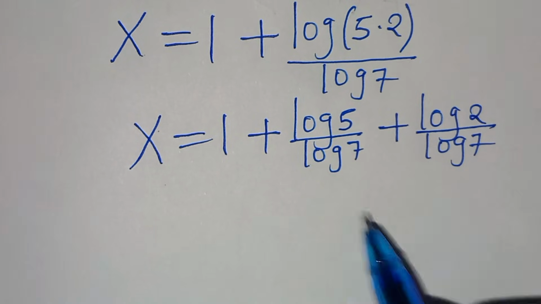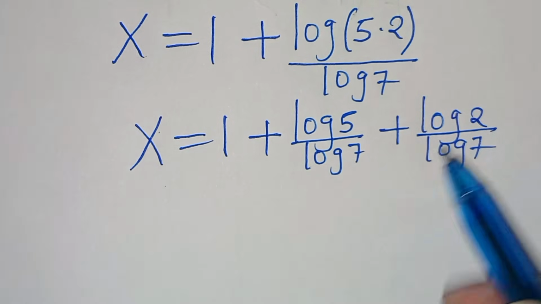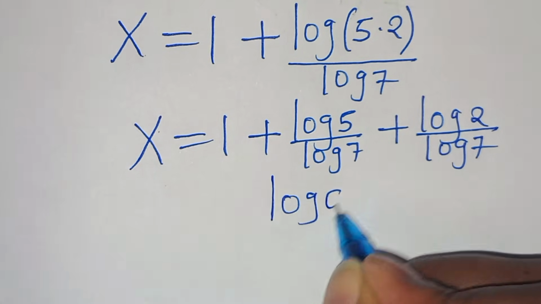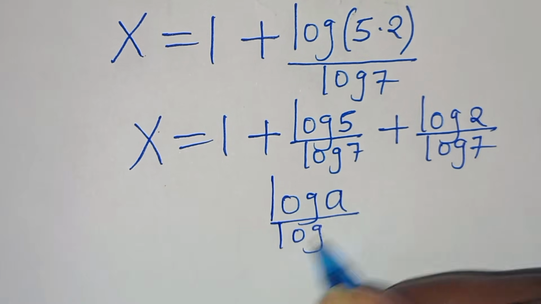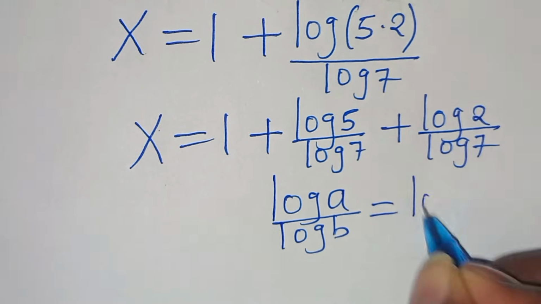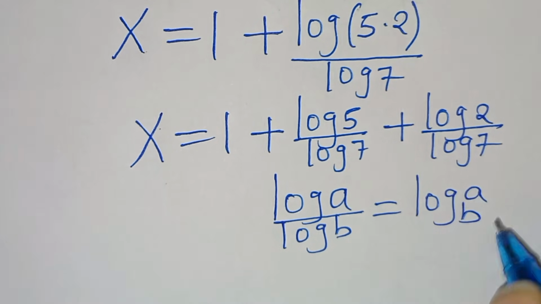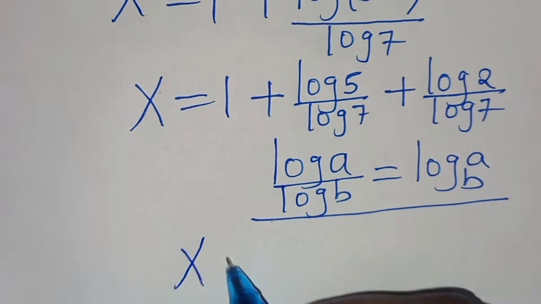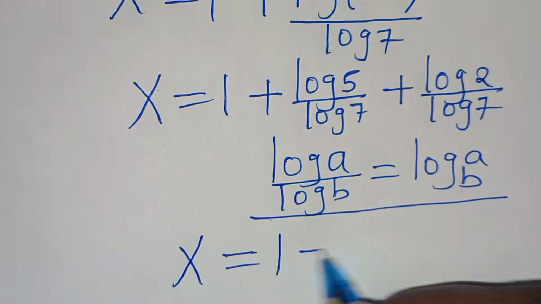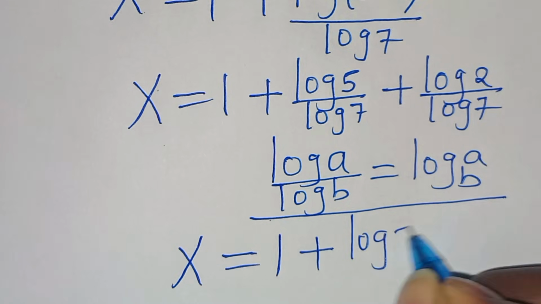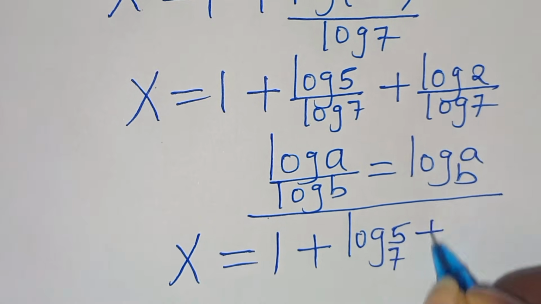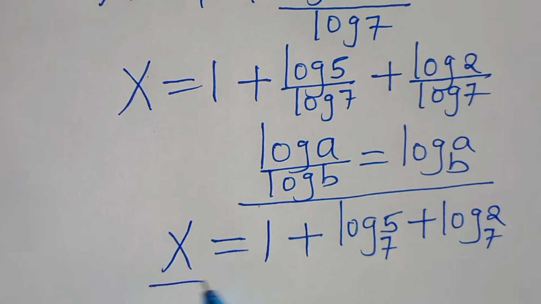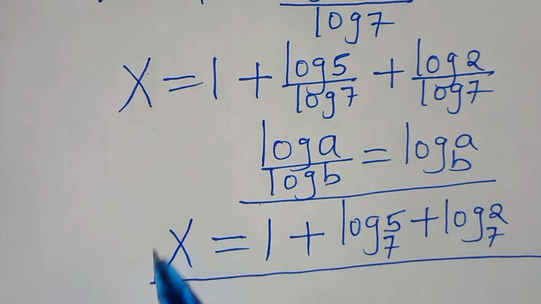Now the next step is that log 5 divided by log 7 and log 2 over log 7. This is in the form of log a divided by log b, which we can express as log a to base b. So let's apply this property so that now here we have x is equal to 1 plus, this is log 5 to base 7, then plus log 2 to base 7. So this is the value of x.